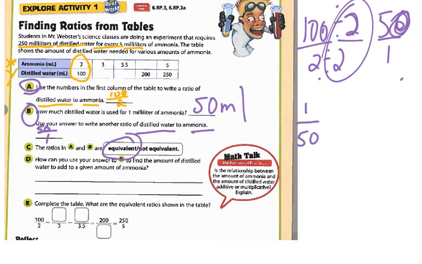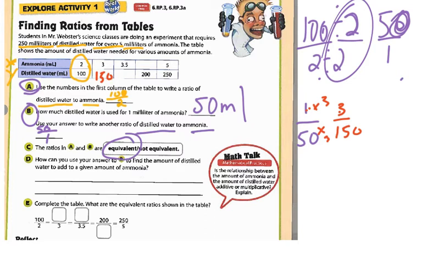Then you see that we have 3 milliliters of ammonia here. So if you ask yourself, how do I get from 1 to 3? Well, you guys know you're going to multiply by 3. So 1 times 3 is 3. That means you have to multiply 50 by 3, and we're going to get 150. So I'm going to fill in 150 here.